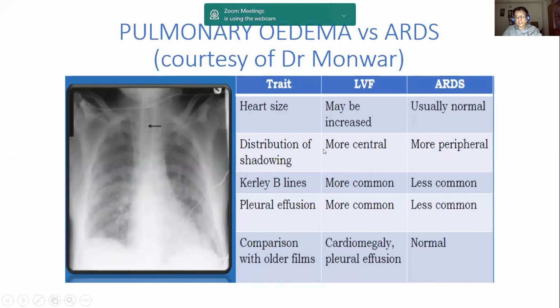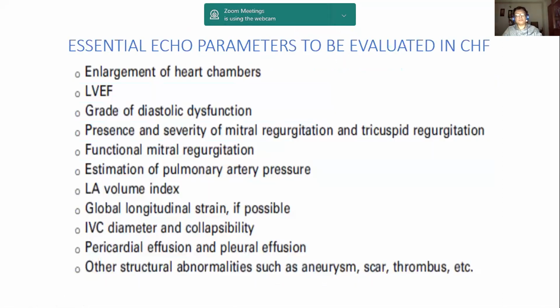it is usually normal. The shadow in cardiogenic pulmonary edema is central, and in ARDS there is a peripheral shadow. Kerley's lines are more common in cardiogenic pulmonary edema. Pleural effusion is also more common in cardiogenic pulmonary edema. And if we have an old film, we can compare. It can give a lot of information in evaluation and management.